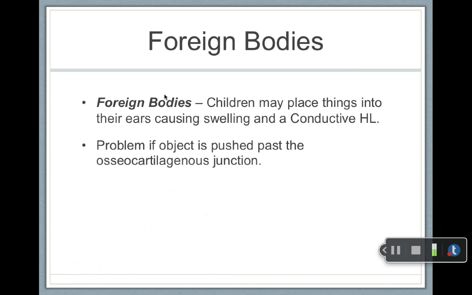Foreign body. Sometimes kids place things in their ears. Who knows why? You know, my nephew placed corn in his ear. He was like 5 years old. He shouldn't have been putting corn in his ears. Too old for that, but he still did. And my sister had to take him to the doctor to get it removed.